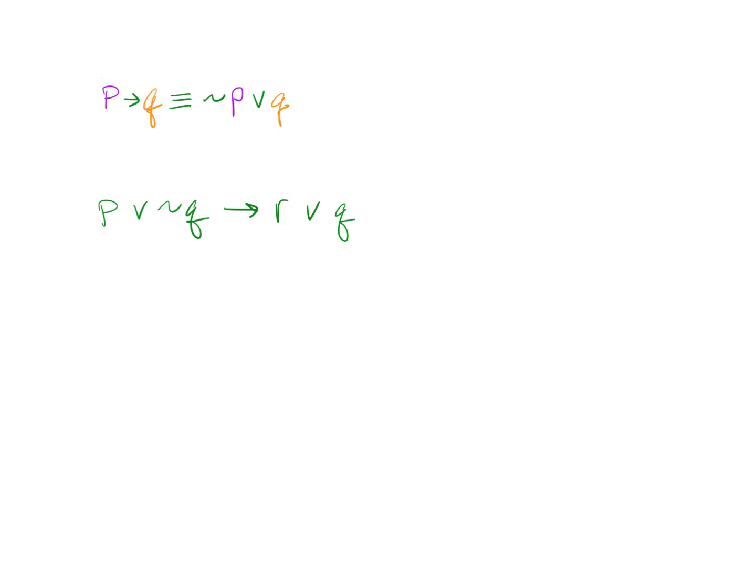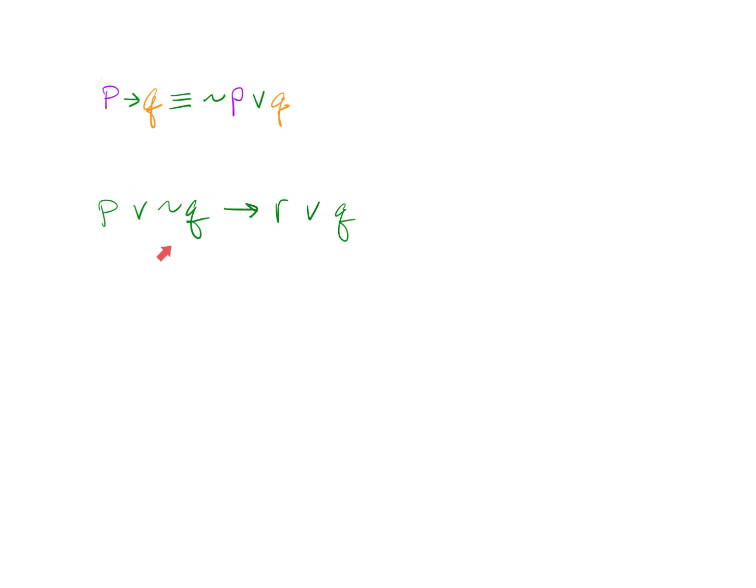Okay, so this is a homework problem from 2.2. We are given this statement, P or not Q implies R or Q, and we're supposed to use the logical equivalence that P implies Q is logically equivalent to not P or Q. This is given, and we're supposed to use it to rewrite this statement without an implication, with no arrows. Just no arrows.